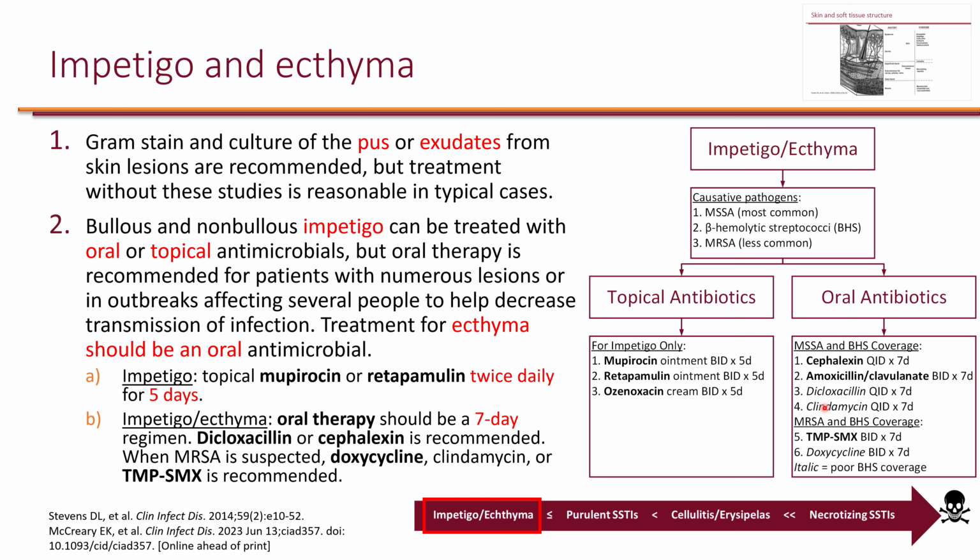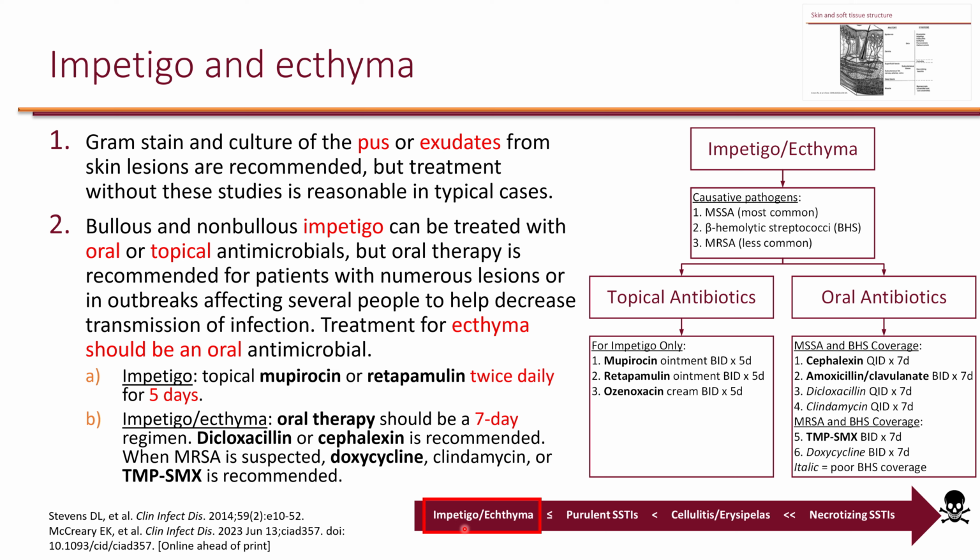Clindamycin is not the best thing for MRSA coverage. So Bactrim and doxycycline have much better MRSA coverage. Now, if you do use doxycycline, keep in mind that it does not cover beta hemolytic strep. So if you're using doxycycline for MRSA coverage, you need a second agent to cover beta hemolytic strep. And there is no need for IV treatment.